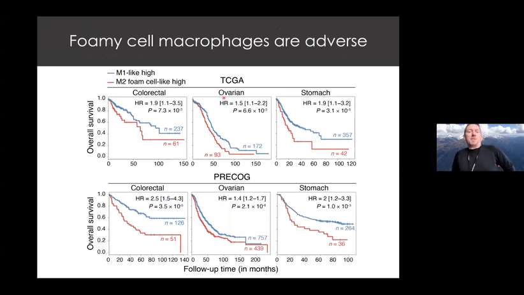So as I mentioned, the foamy macrophages we found were adversely associated with outcomes, specifically in three cancer types which are driving that pan-cancer association. So colon, ovarian, and stomach. And so this is in the top row showing you the association with outcome in TCGA, which is the training data. And so you can see that the higher the level of foamy macrophages, the shorter the survival is for the patients. And we recapitulate that quite nicely when we look at the same cell types in PRECOG. So you can see again that the foamy macrophages are associated with shorter outcomes and worse survival.